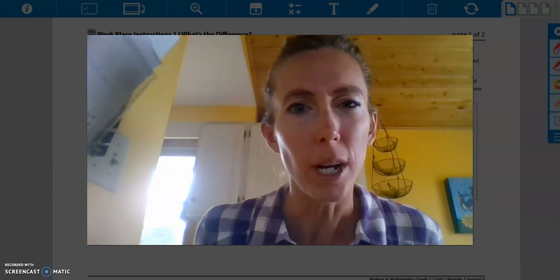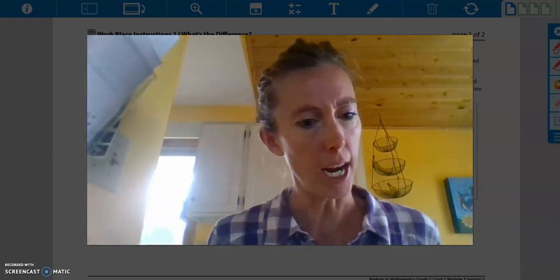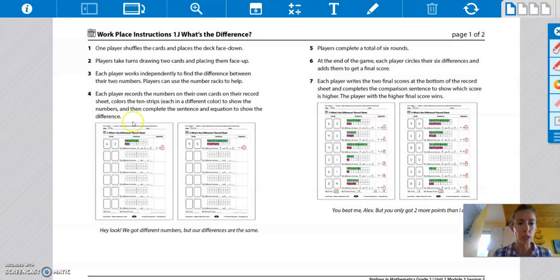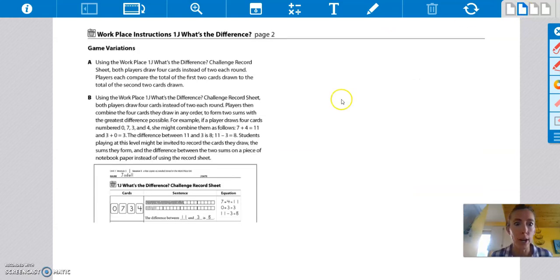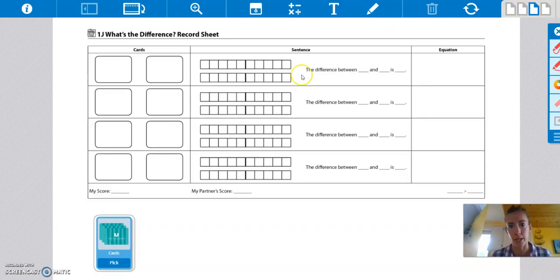All right, you guys, we're going to play What's the Difference? All right, here it is. Let me show you. When you click on the link, you'll get the information on how to play the game. But I'm going to go to the second page, which is more information. So now I'm going to go to the third page. Now here we go. Here's the regular game.